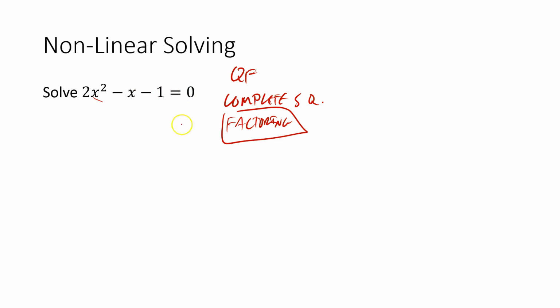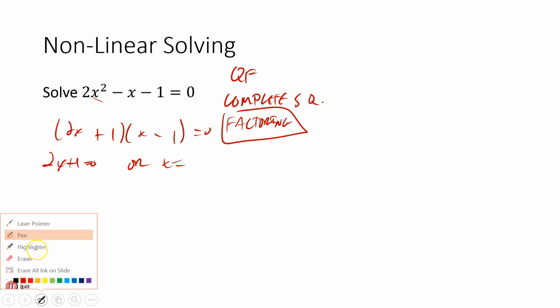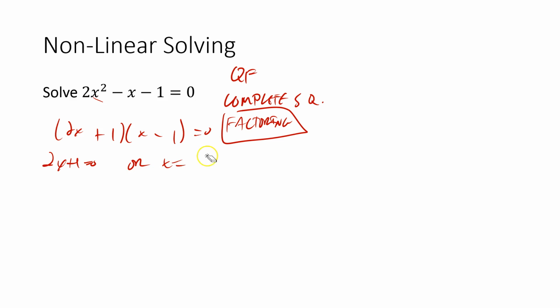So we've got a quadratic set equal to 0. So we've got 2x and x to make 2x squared. And then we need 1 and 1 to make 1. Looks like we need negative 2x and positive 1x to make that work. So either 2x plus 1 equals 0, or x minus 1 equals 0, because of the zero product property. Well, if x minus 1 equals 0, x is 1. Or, looks like over here, x could be, a little math in my head, negative 1/2.